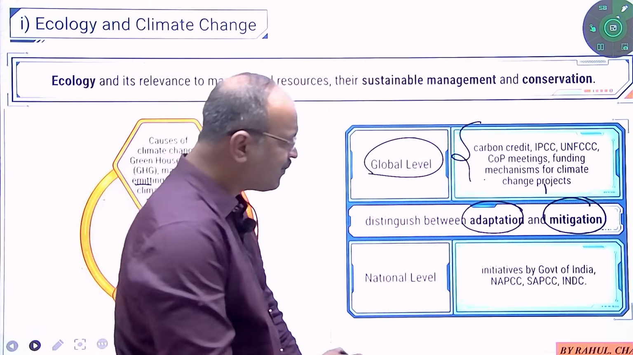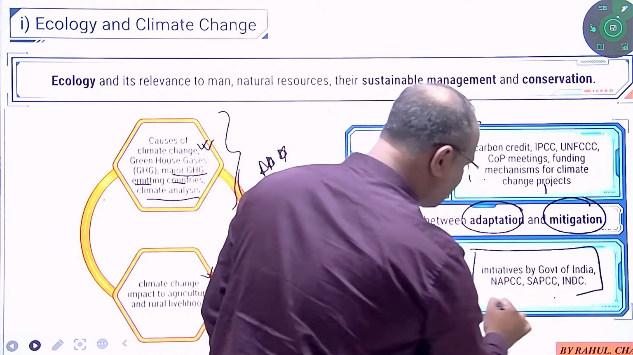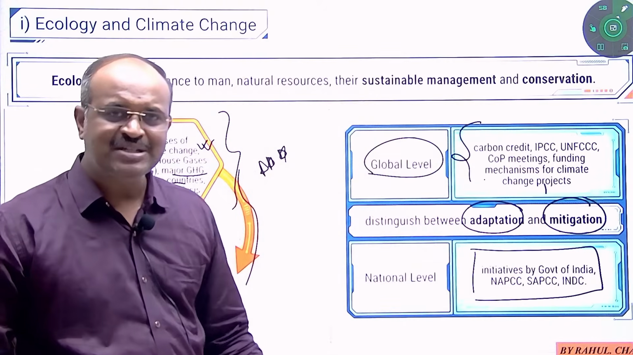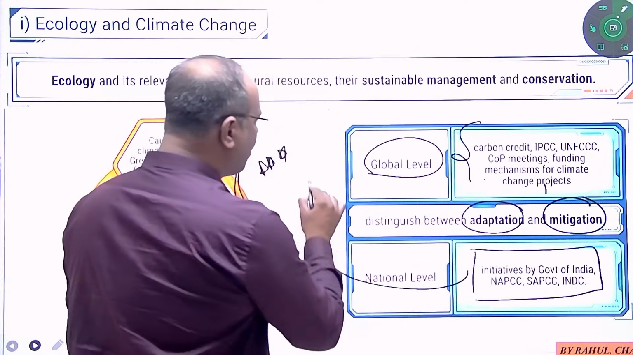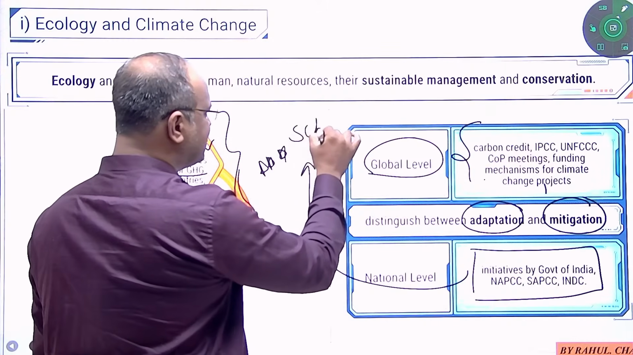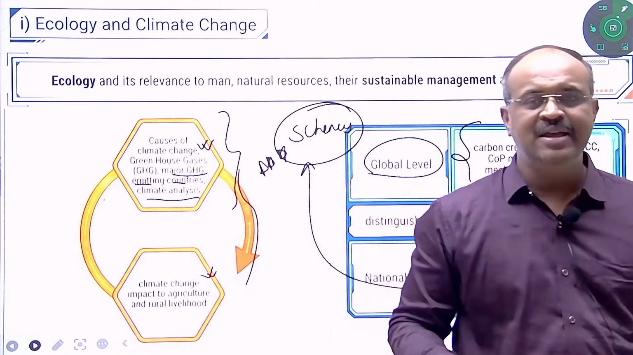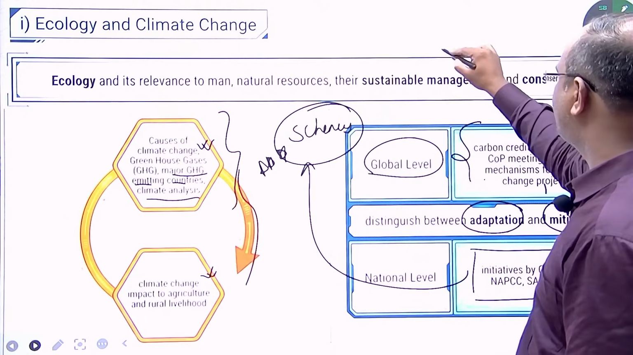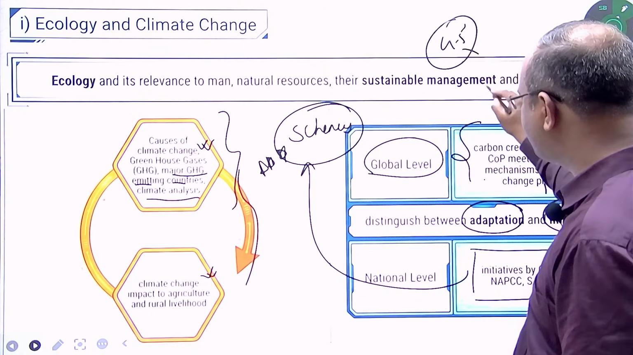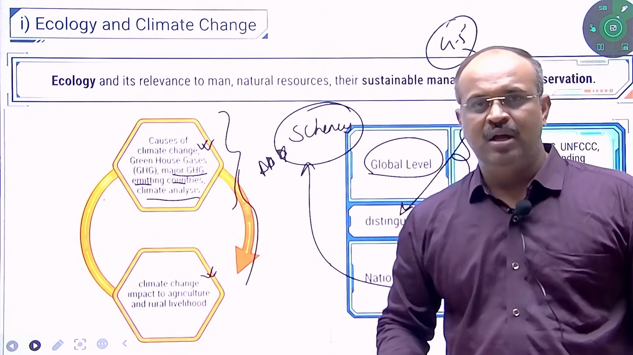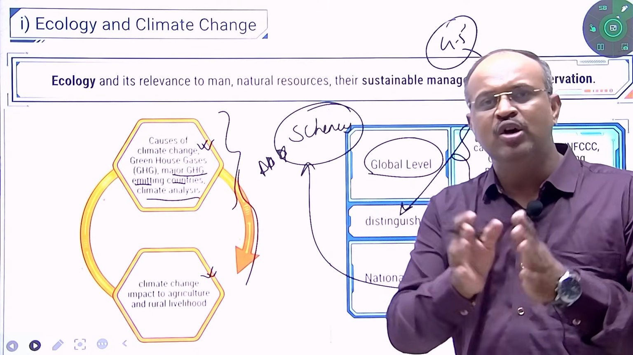At the national level, yes, of course they can ask you questions, but with respect to the national level they can ask about government schemes, majorly it is the schemes, okay. On the schemes you can expect nearly four to five questions, and I am not only talking with respect to climate change, we are talking about all the government schemes.